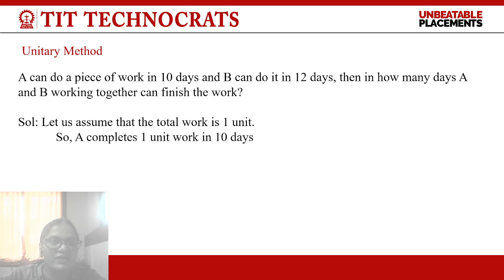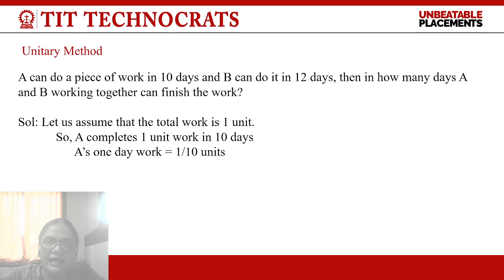From here we can write that A completes 1 unit of work in 10 days. From this statement, I can easily calculate A's 1 day work. If A is completing 1 unit of work in 10 days, then how much work does he complete in 1 day? Divide both sides by 10. When we divide both sides by 10, we'll get 1 by 10 unit of work in 1 day. So A's 1 day work is 1 by 10.